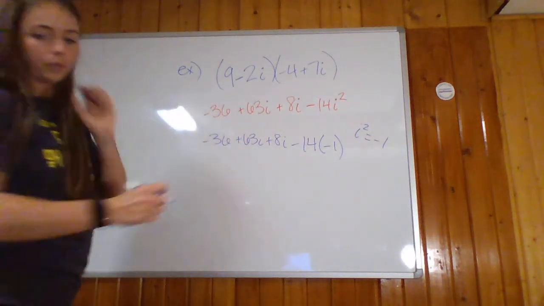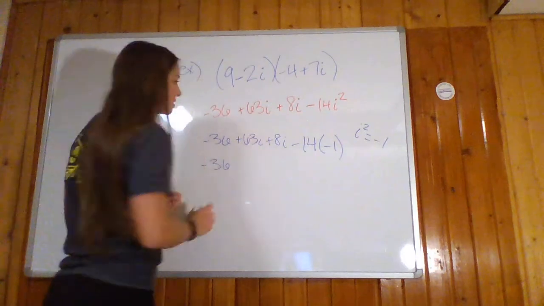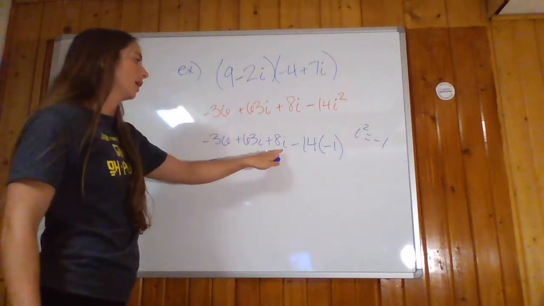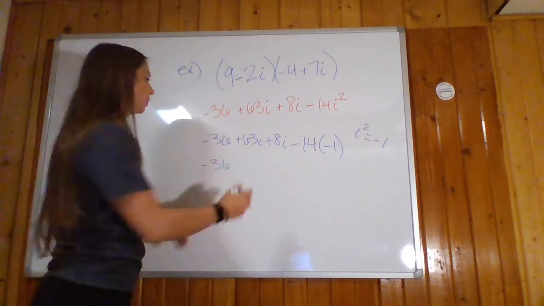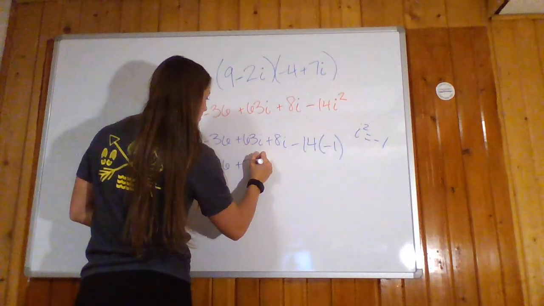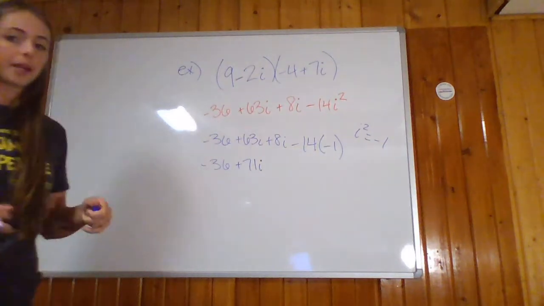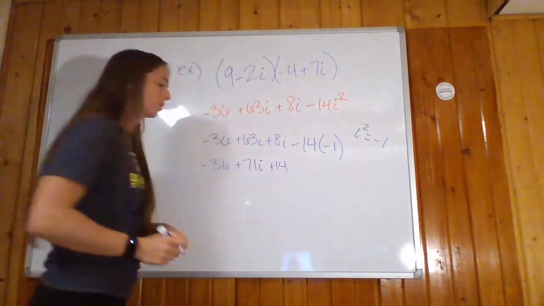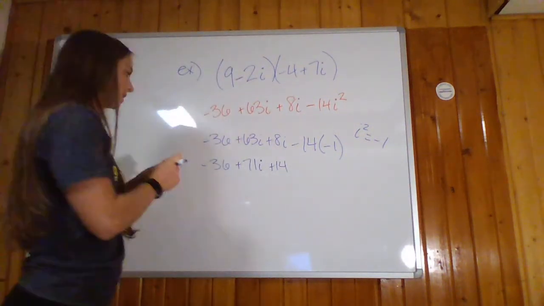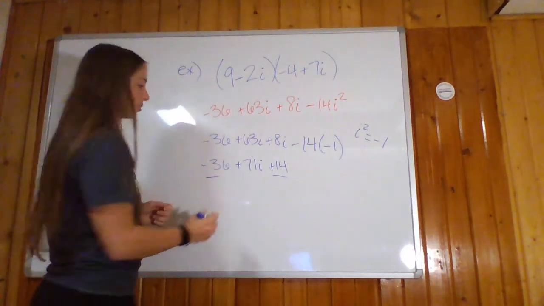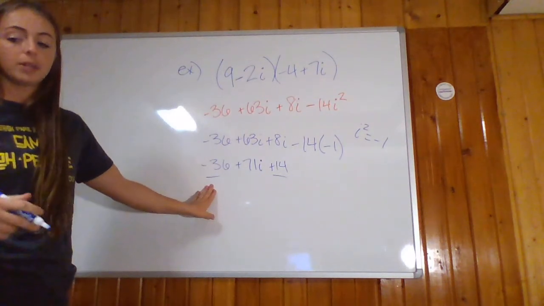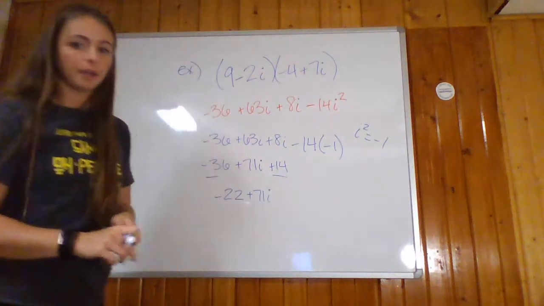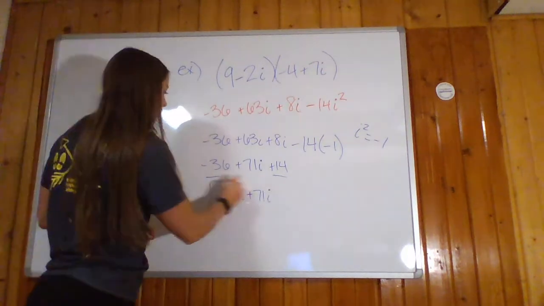Okay, so we continue going through. I still have -36, and then I can combine these two like terms, right? We have a positive 63i and a positive 8i. I can combine those two like terms to get positive 71i. Okay, I can combine like terms in here as well. -14 times -1 is going to give me a positive 14. So the last thing I have left to do is combine these two constants, which I like to keep out front when I'm dealing with complex numbers. So it's going to be -22 plus 71i. Okay, and this would be my final answer.